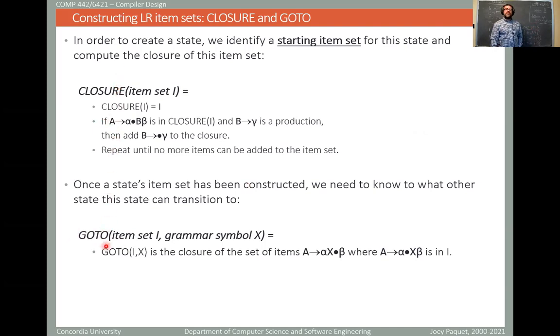How do you define a transition? Transition is defined by the goto operation. So the goto is essentially defining a transition from one state to another. It's goto between an item set and a symbol, because a transition is defined when you are in a state and you see a certain symbol. You go over a certain symbol, either terminal or non-terminal. So it's the item set and symbol that defines a transition, or a goto operation.